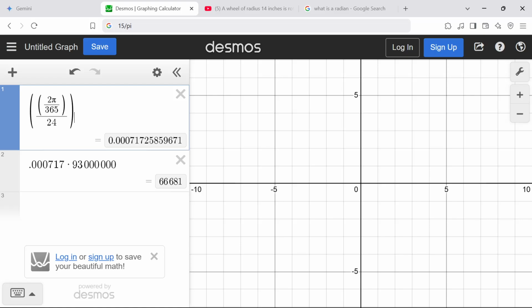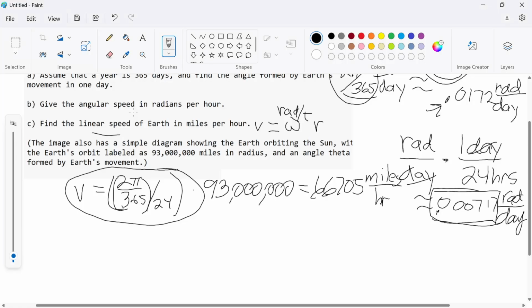It comes out to 0.000717, but it's not precise. So use 2 pi over 365 divided by 24, which is radians per hour, and then multiply that by 93 million. You get 66,705 as opposed to 66,681 if you use that rounded answer for the last step. So in other words, 66,705 miles per hour for part C. That's the linear speed of the Earth in miles per hour.